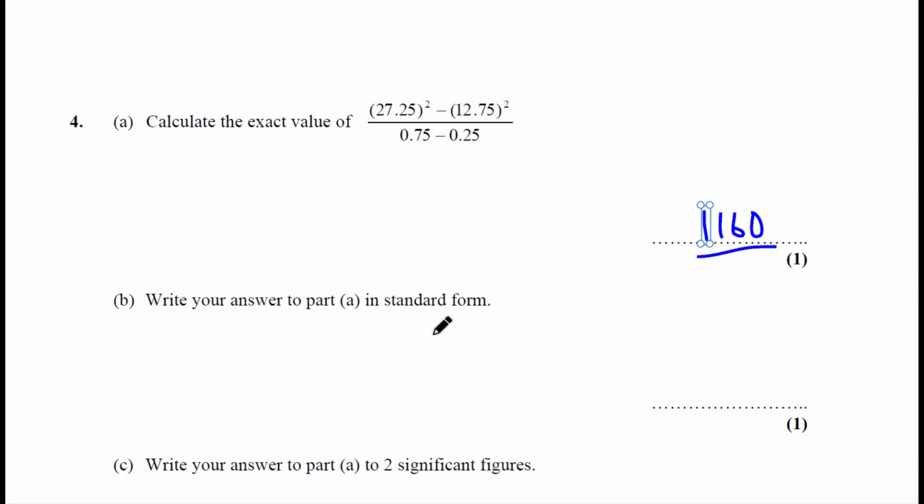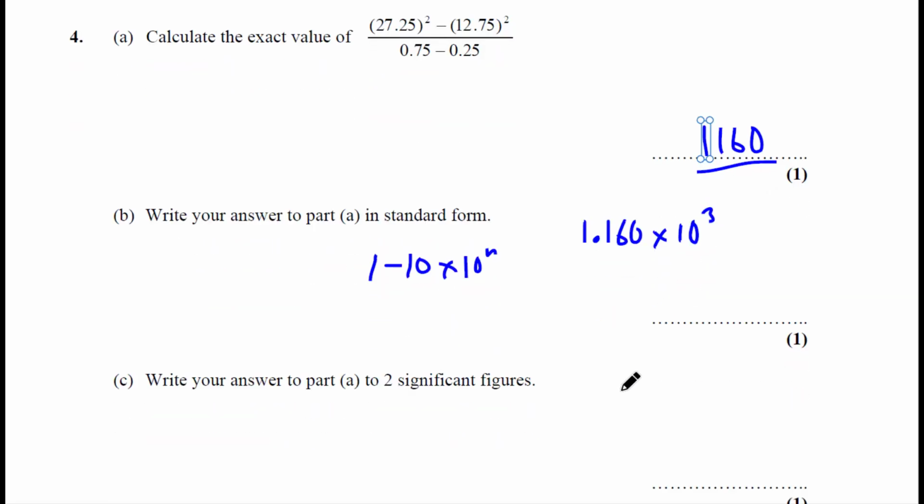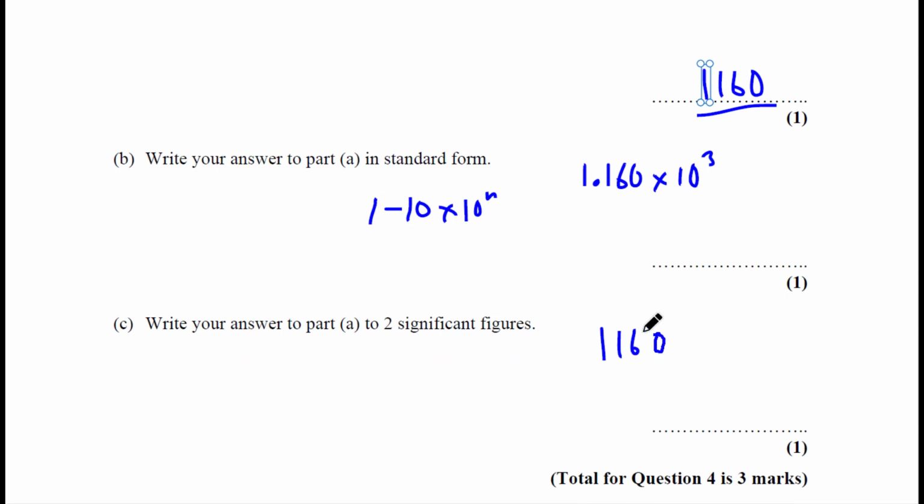Write your part A in standard form, so the number must be between 1 and 10, times 10 to the power of a number. So we know that's going to be 1.160 times 10 to the power 3. Write your answer to part A to 2 significant figures. That's the second significant figure, and so that rounds to 1,200.